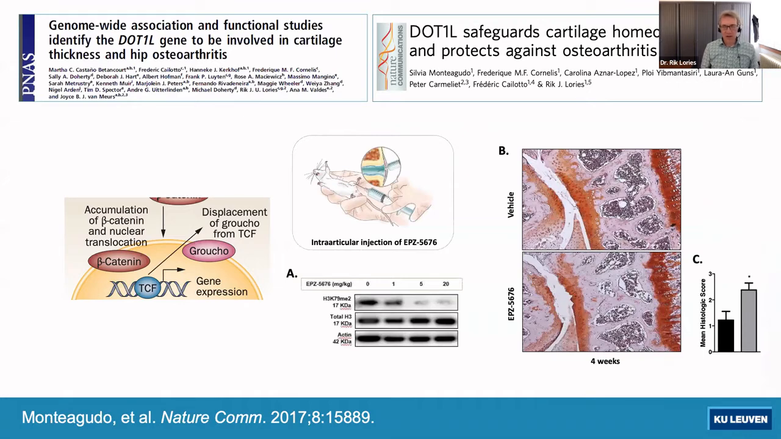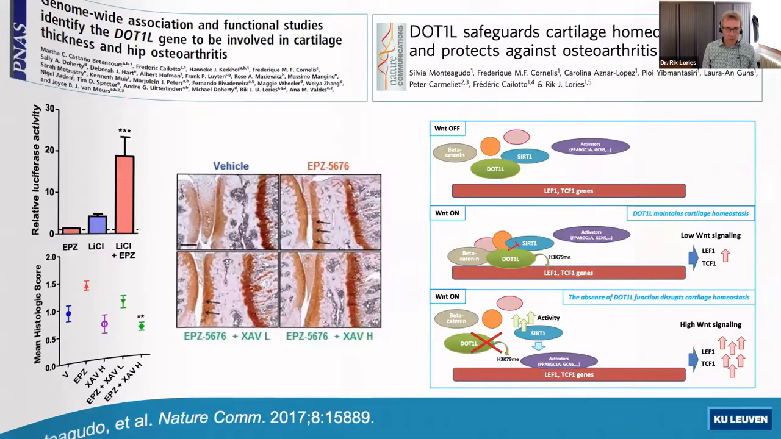We demonstrated that with that chemical inhibitor, we could interfere with the activity of the methyltransferase, leading to a reduction in the levels of H3K79 methylation, and functionally, when we did that injection intraarticularly, to the development of osteoarthritis in the knee joint. So basically, active DOT1L protects against osteoarthritis.